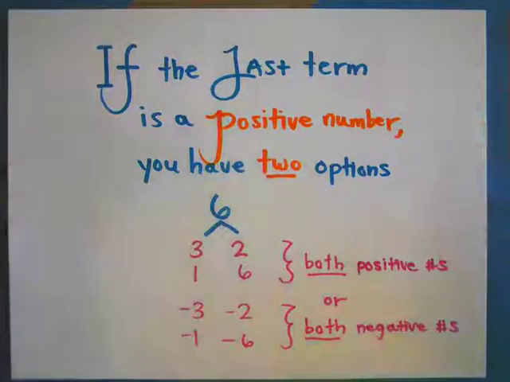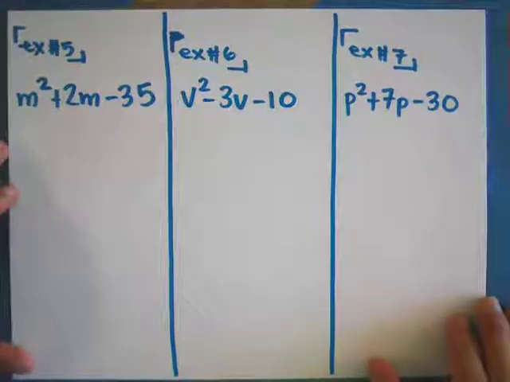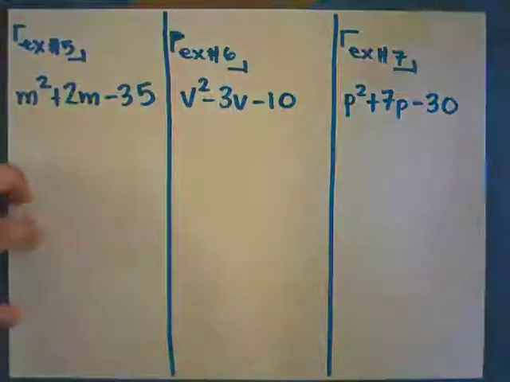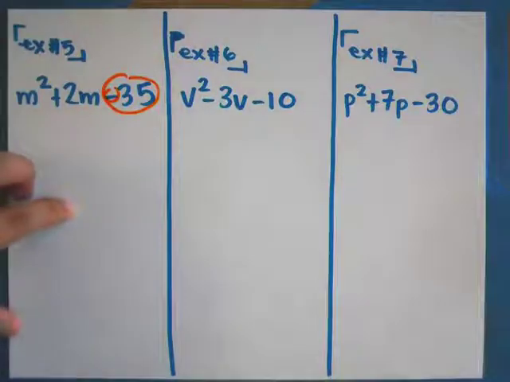What if, though, the last term is a negative number? That's what I want to go over in these next 3 examples. I've scrunched up 5, 6, and 7 over here. Let's just go from left to right. What if you have a negative number, negative 35?